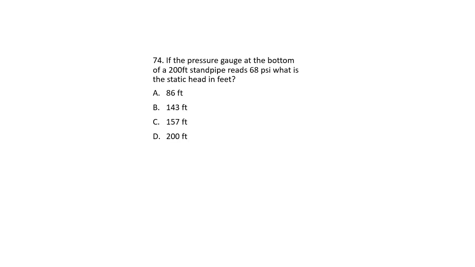If the pressure gauge at the bottom of a 200-foot standpipe reads 68 psi, what is the static head in feet? 86 foot, 143 foot, 157 foot, or 200 foot? The answer is 157 foot. Again, the formula for head is pressure times 2.31 feet per psi, or you can do the pressure divided by 0.433 psi.